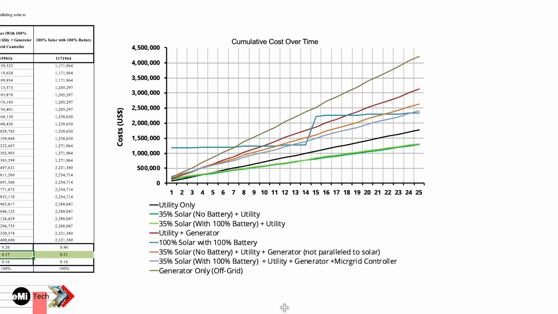And then X% solar with Y% battery plus utility plus generator plus microgrid controller. This is an all-on microgrid system. So this means if the solar is producing, it is being used. It's either paralleling to the utility, storing power in the batteries, or paralleling to the generator. It can do all of those things. So this is the way to get the maximal usage out of the solar, no matter what the size is. And then this last option is 100% solar, 100% battery. That's completely off-grid. There's no backup other than just the battery and the solar.